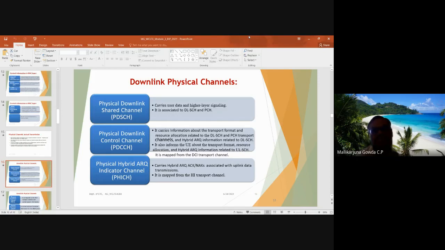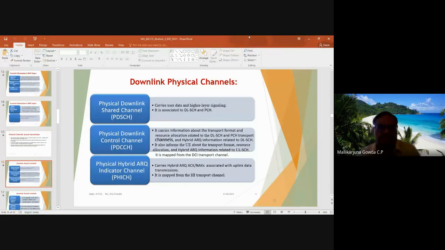So it carries user data as well as the higher layer signaling. And this physical downlink shared channel is associated with the downlink shared channel as well as the paging channel. Okay. Then the next one is the physical downlink control channel.